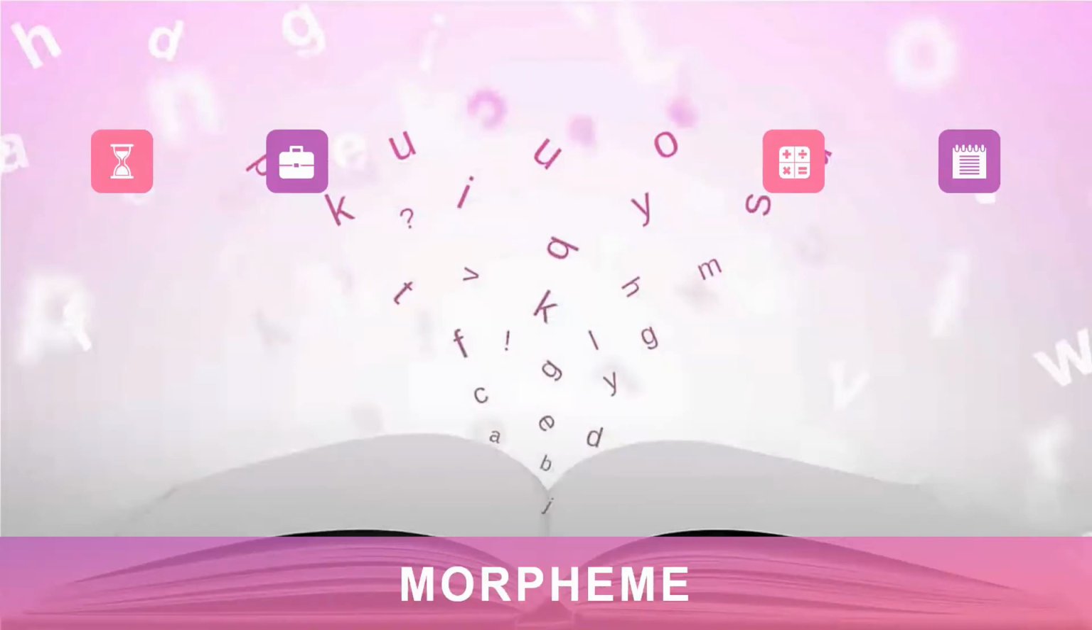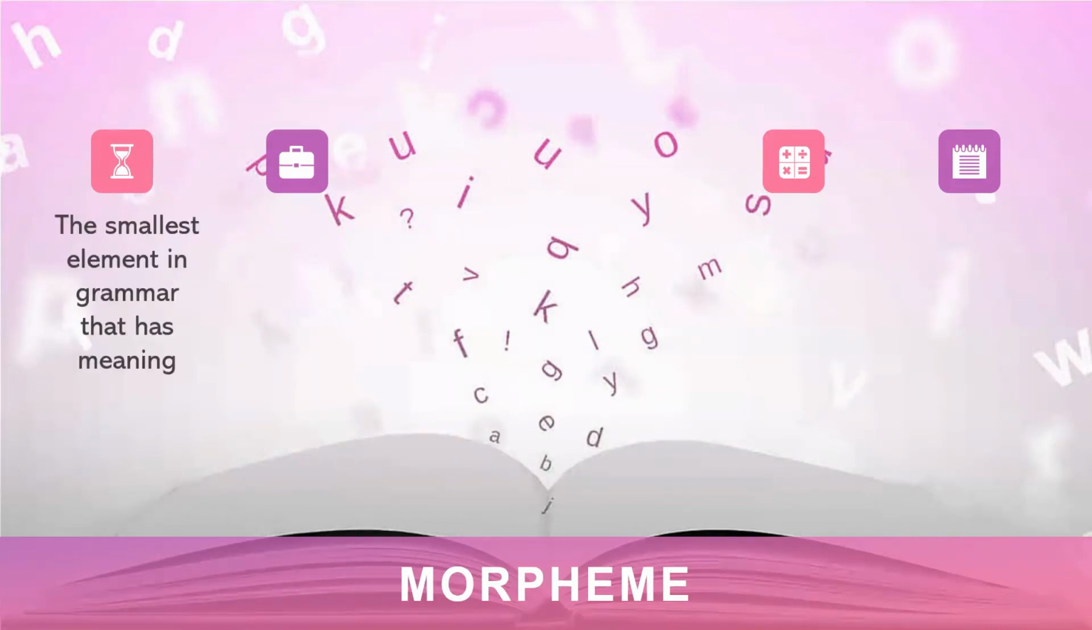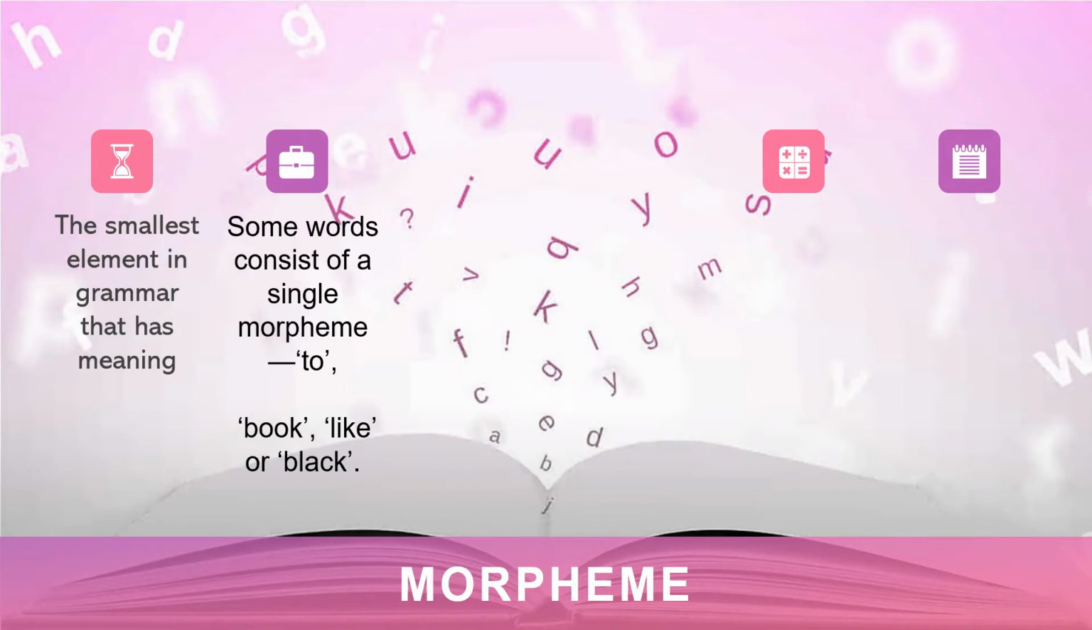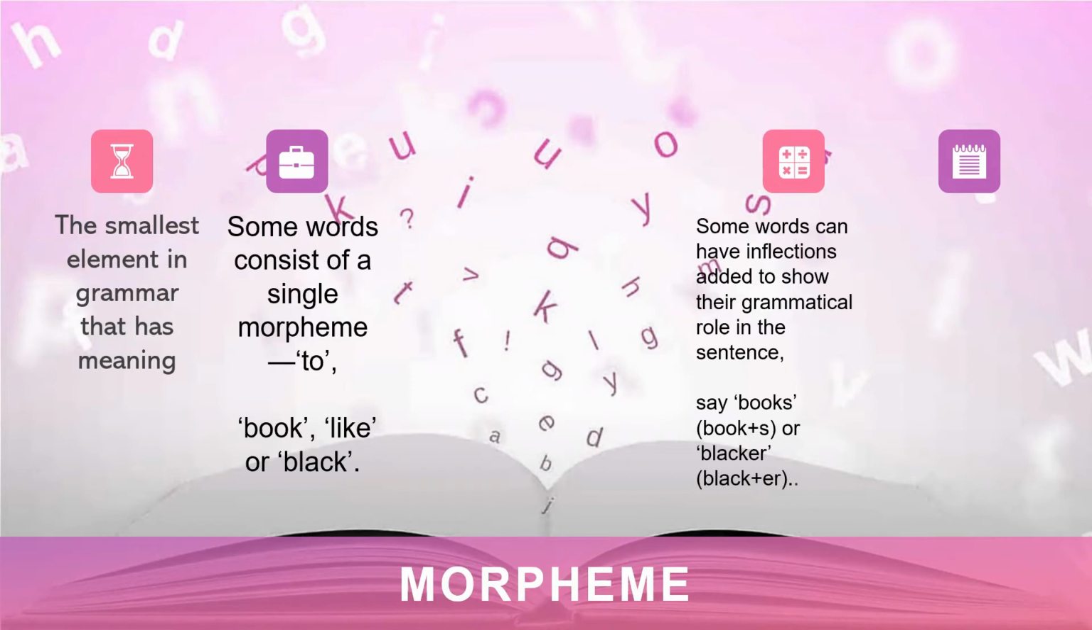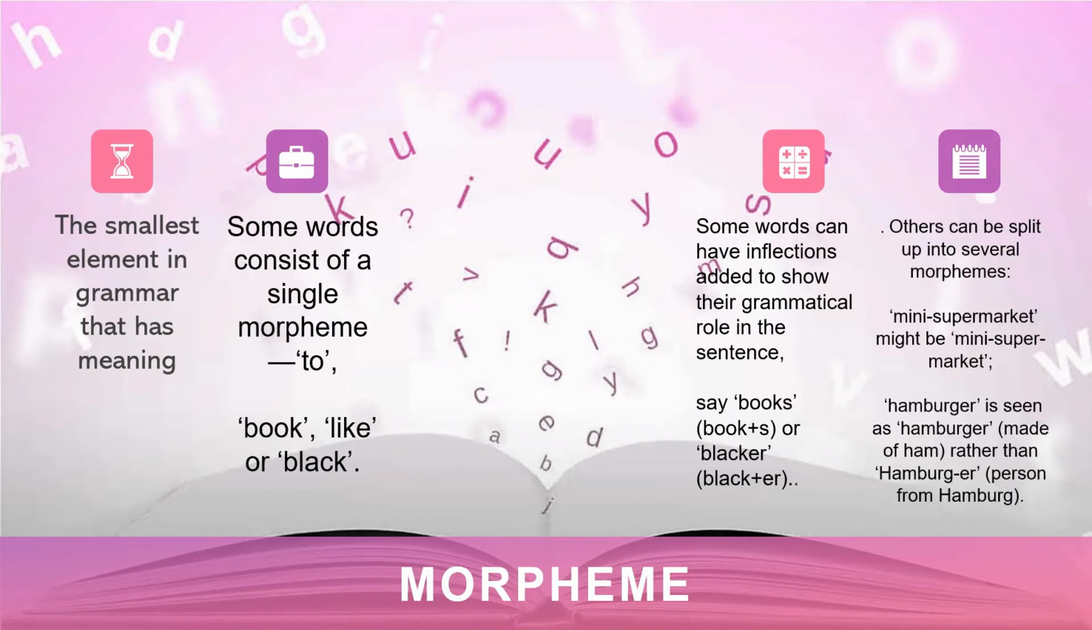As well as words, most linguists' grammar rely on a unit called the morpheme, defined as the smallest element in grammar that has meaning. Some words consist of a single morpheme, such as to, book, like, or black. Some words can have inflections added to show their grammatical role in the sentence, say books, book plus S, or blacker, black plus ER. Others can be split up into several morphemes. Mini supermarket might be mini plus supermarket. Hamburger is seen as ham plus burger, made of ham, rather than Hamburg plus ER, a person from Hamburg.